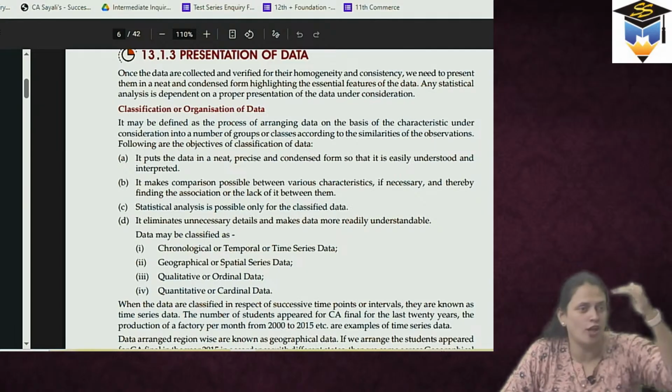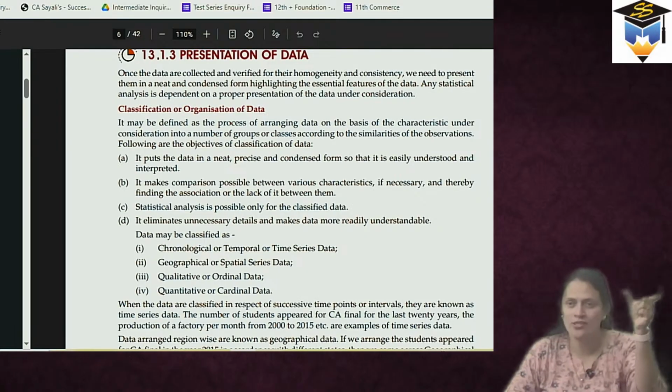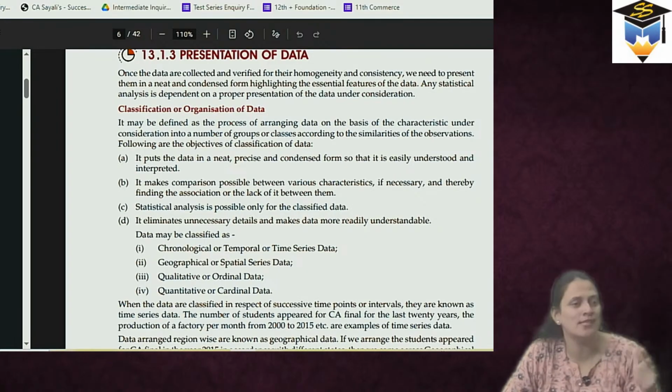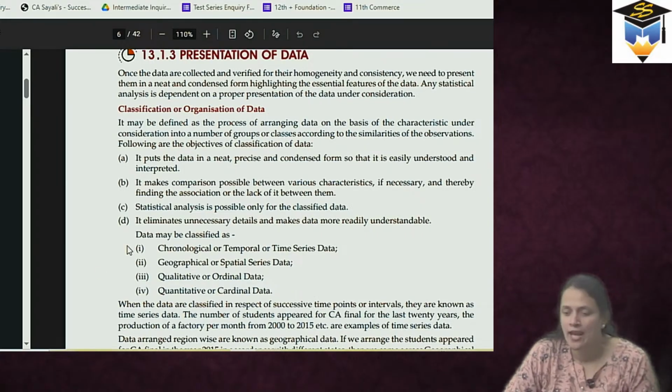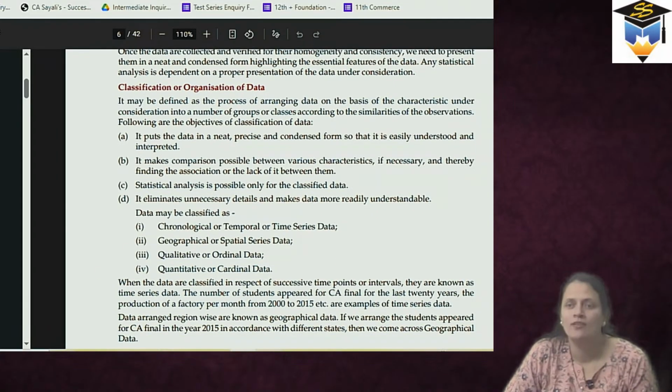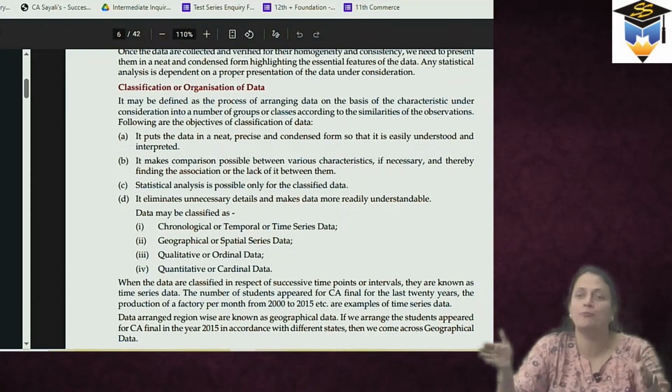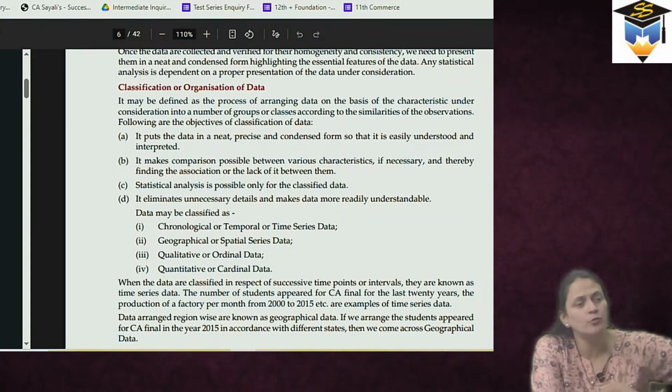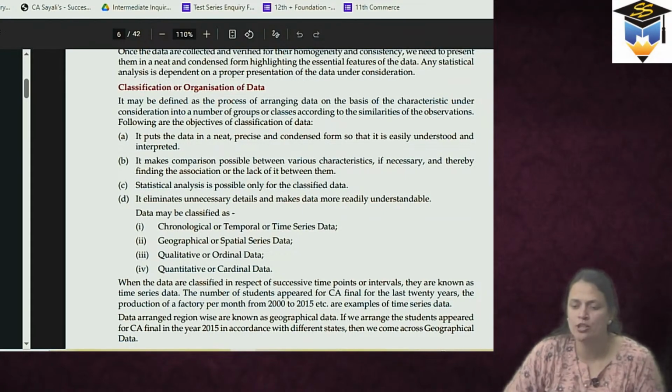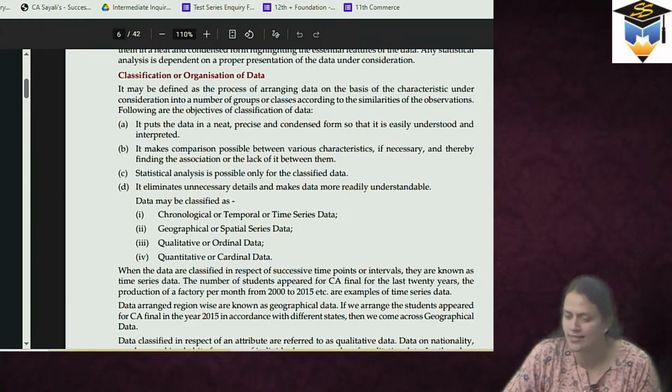Chronological means chronology, which we have studied in history. What is a chronology of events or time series of an event? And second is geographical. So let's say we are considering students studying in Pune or students studying in Mumbai. Based upon the geographical location, data can be easily classified.